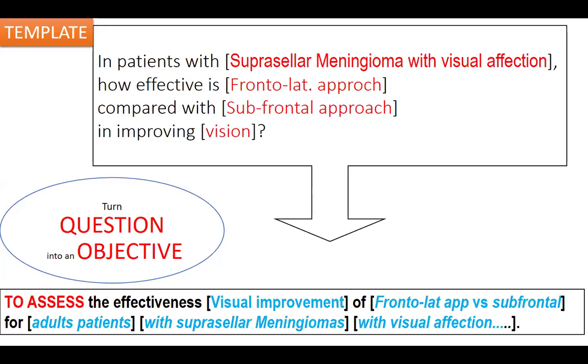In patients with suprasellar meningioma with visual affection, so this is the problem or the patient, we are comparing the intervention, which is going to be the frontolateral approach, and the comparator is a subfrontal approach. You know, for a very long time, the subfrontal approach was the standard of care for suprasellar meningiomas in improving visual outcome, because the suprasellar meningioma will obviously compress the visual apparatus when it is very huge. You now convert this question into an objective. The objective is going to be what? To assess the effectiveness, that is the visual improvement, when you compare the frontolateral approach to the subfrontal approach in patients with suprasellar meningiomas having visual affection.